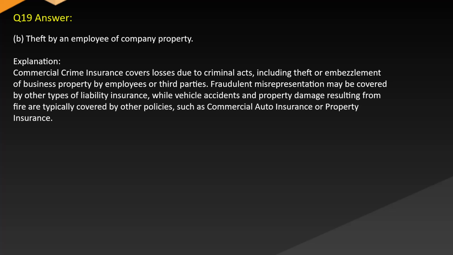Answer: B. Theft by an employee of company property. Explanation: commercial crime insurance covers losses due to criminal acts, including theft or embezzlement of business property by employees or third parties. Fraudulent misrepresentation may be covered by other types of liability insurance, while vehicle accidents and property damage resulting from fire are typically covered by other policies, such as commercial auto insurance or property insurance.